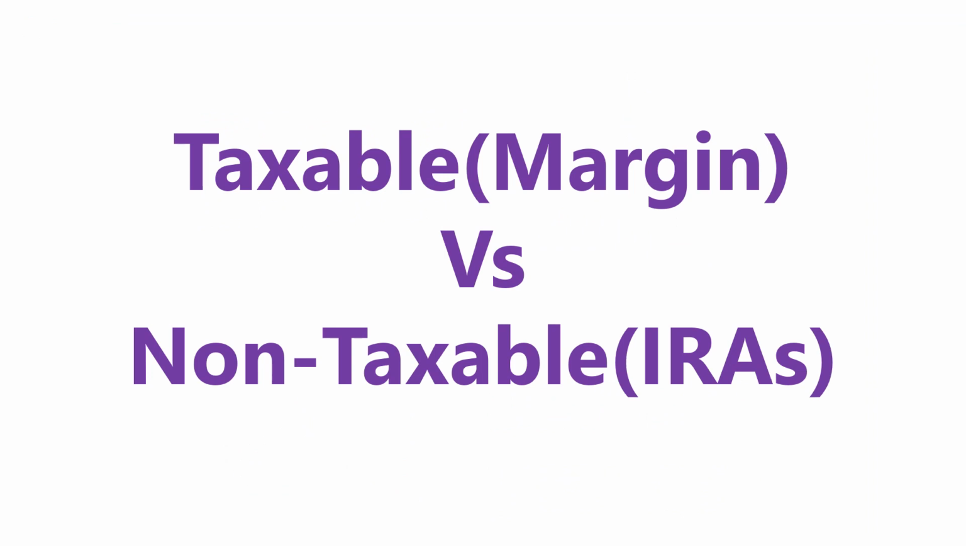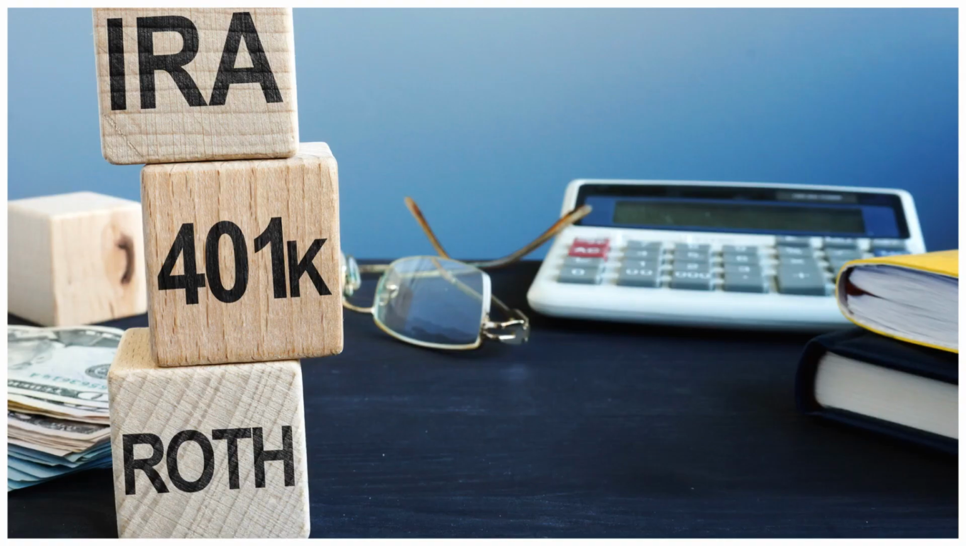Once you have selected a brokerage, it's time to open up an account. Most brokerages will offer several types of accounts. Here's a quick rundown. There are taxable accounts and tax advantage accounts that are commonly known as IRAs, which stands for Individual Retirement Agreements.